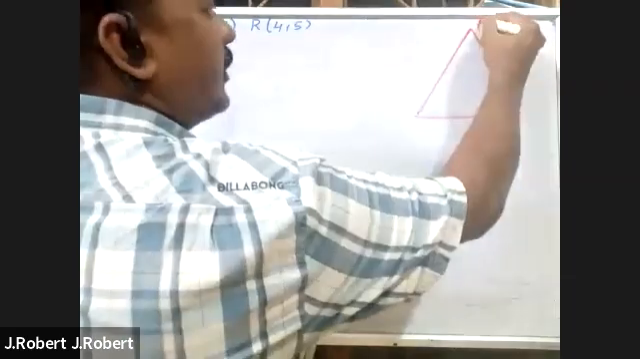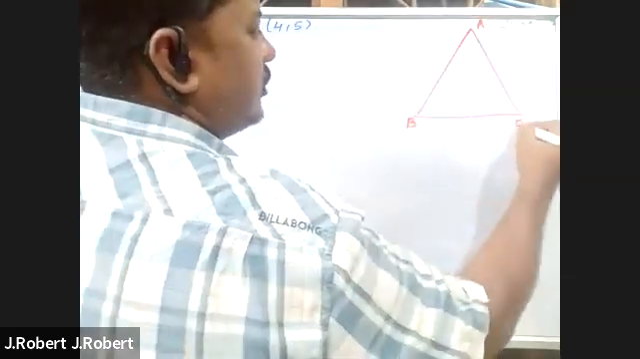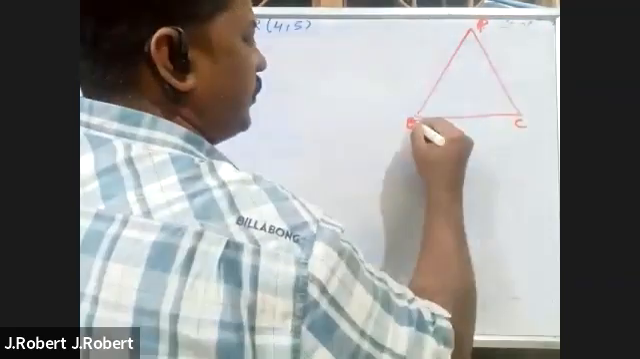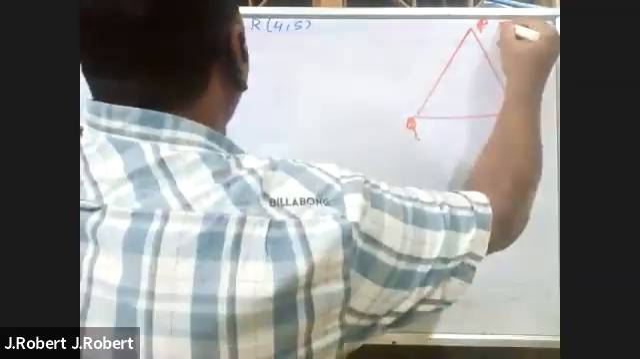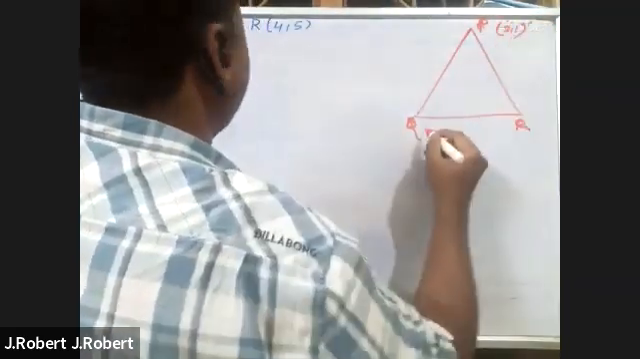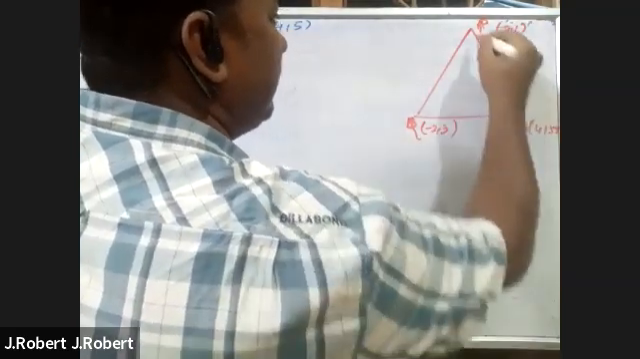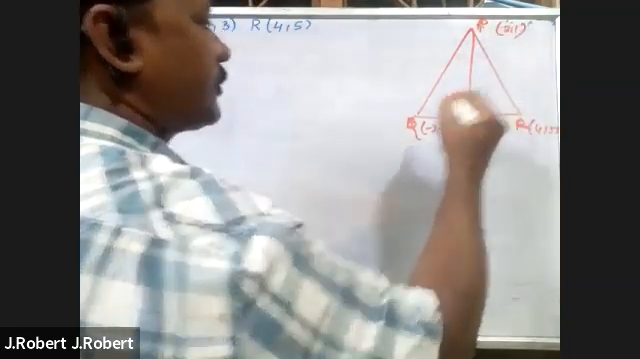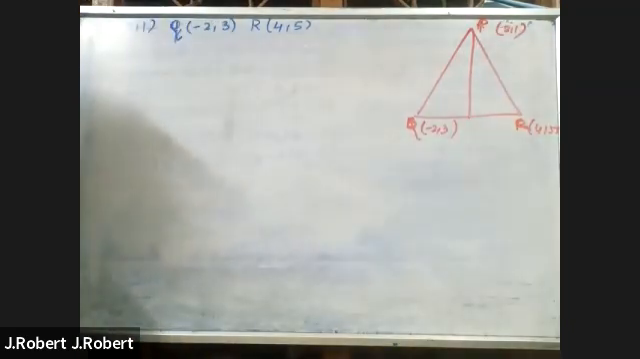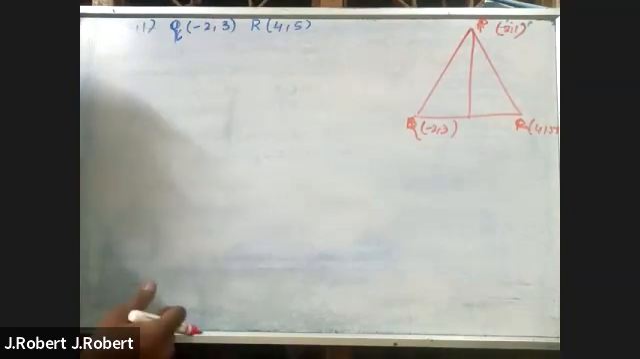Can anyone tell me what is a median? Sorry, PQR. Your P is 2 comma 1. From the vertex to the midpoint of another side. Very good. From the vertex to the midpoint. So we are drawing a line from the vertex to the midpoint of the opposite side.